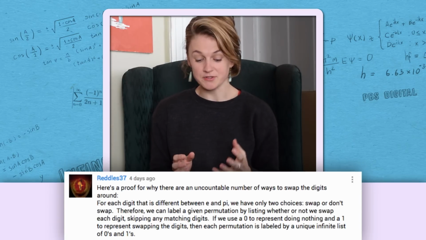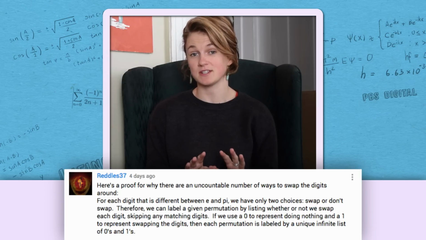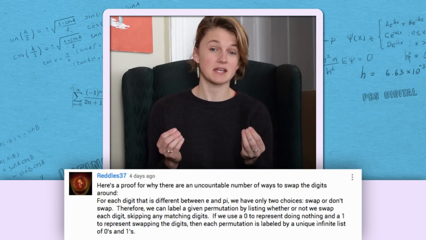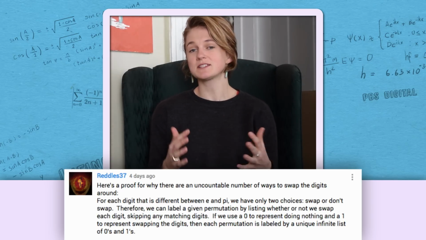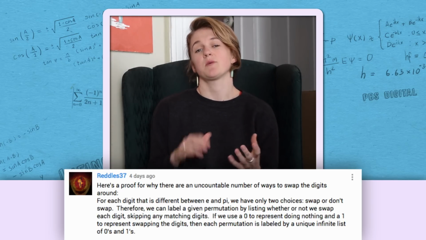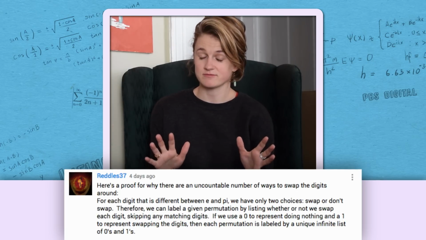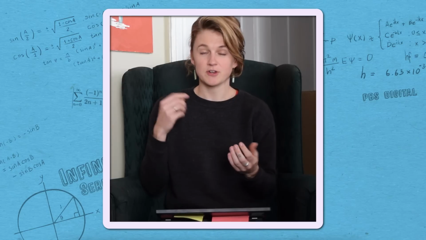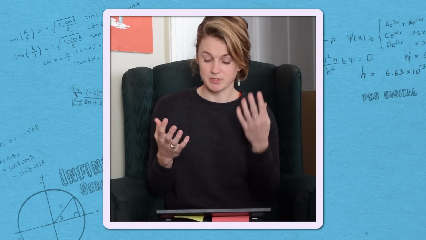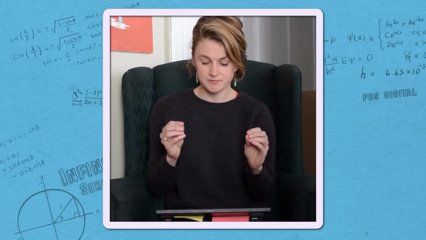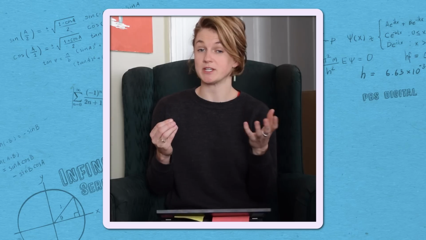Finally, Reddles won the challenge t-shirt for a very complete answer to the question, if e and pi differ at infinitely many digits, why is the list of numbers produced by swapping infinitely many of their digits uncountably long? Here's the answer. For each digit that is different between e and pi, we can either swap it or don't. Therefore, we can label a given permutation by listing whether or not we swap each digit.